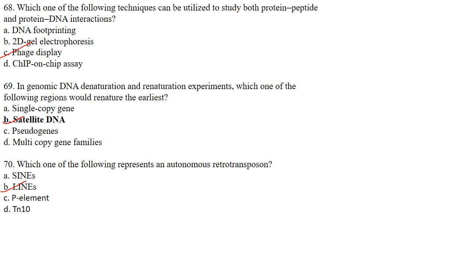In genomic DNA denaturation and renaturation experiments, which one of the following regions would renature the earliest? So, satellite DNA. Answer is option B. Satellite DNA has tandem repeats, and because of these repeats, they will renature fast. Then, which one of the following represents an autonomous retrotransposon? So, LINEs, long interspersed nuclear elements. These are autonomous because they code for the protein machinery that is required for their retrotransposition.